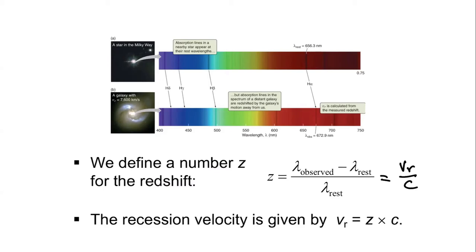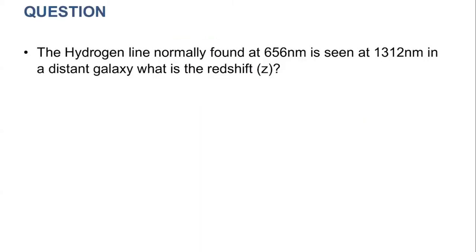So really, we're defining z to be observationally the recessional velocity divided by c. We can use this to multiply both sides by c, for instance, to see that the radial velocity that we infer from this redshift is in fact z times the speed of light. So let's try this equation out.